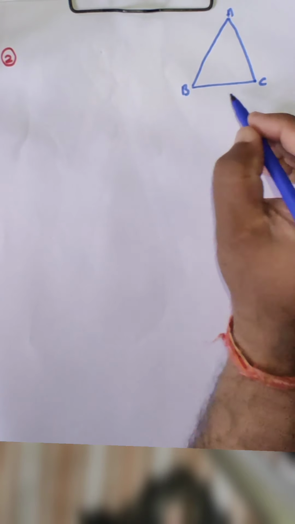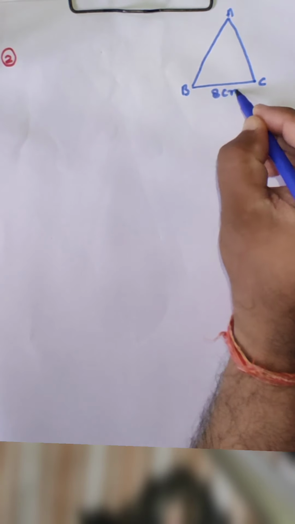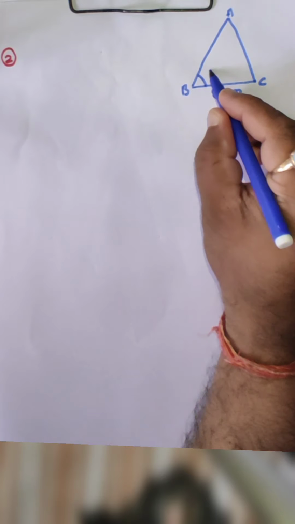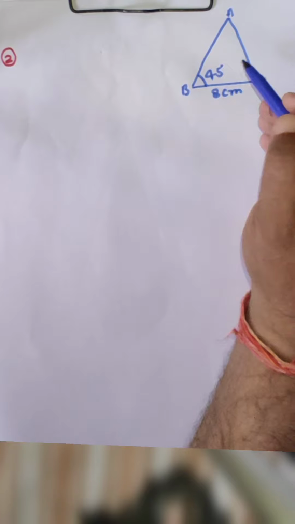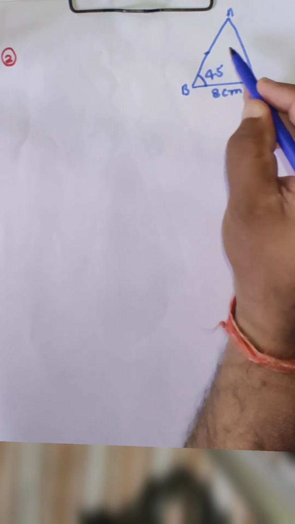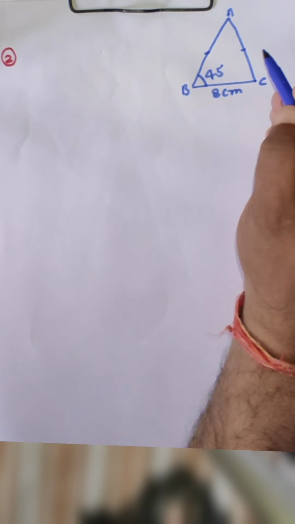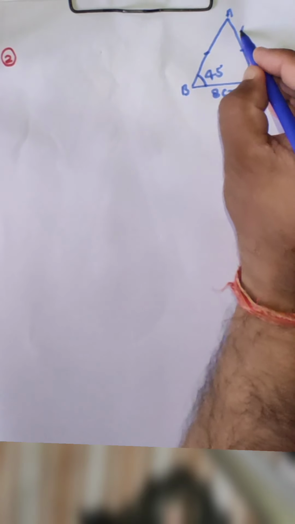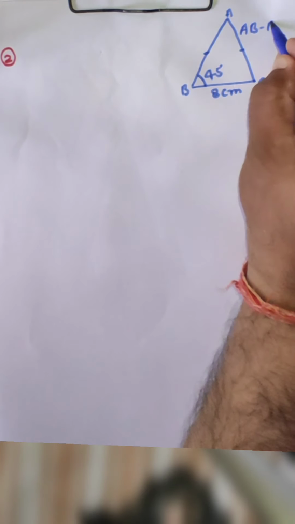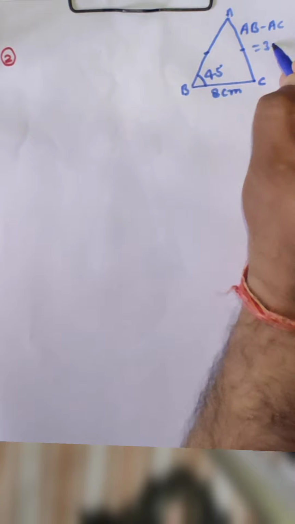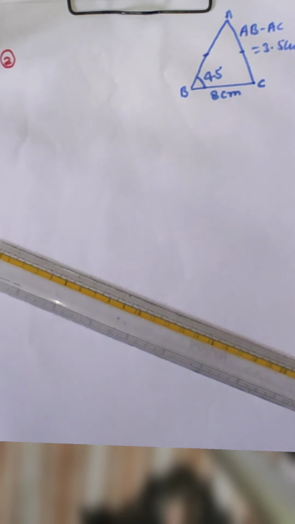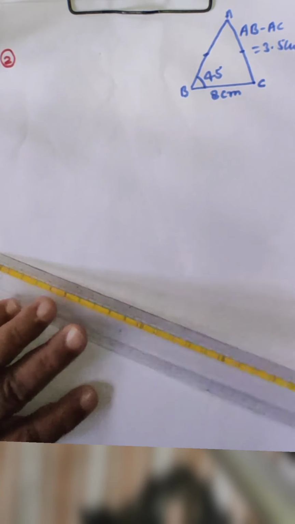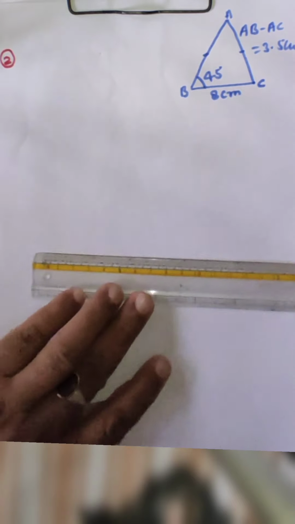ABC is a triangle, BC is 8 cm, angle B equal to 45 degree, and the difference of the side AB minus AC equal to 3.5 cm. Now we will start to draw the construction. At first we will draw a line segment of 8 cm.